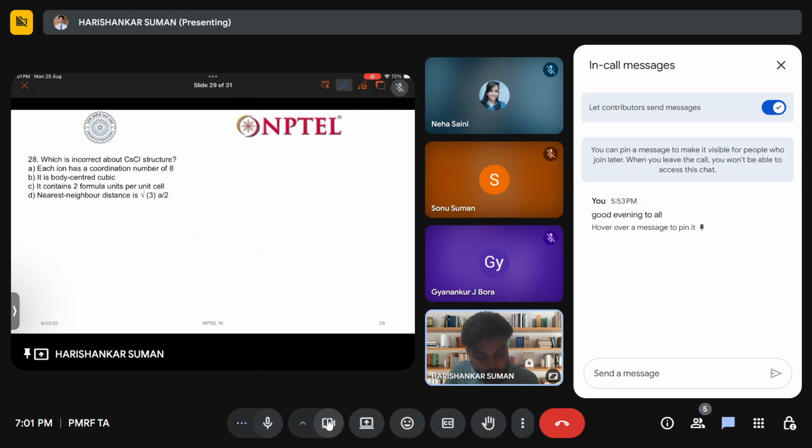Next question. Which is incorrect about the CsCl structure? Each ion has a coordination number of 8. It has body-centered packing. It contains two formula units per unit cell. Nearest neighbor distance is root 3 a by 2. Which is the incorrect statement?